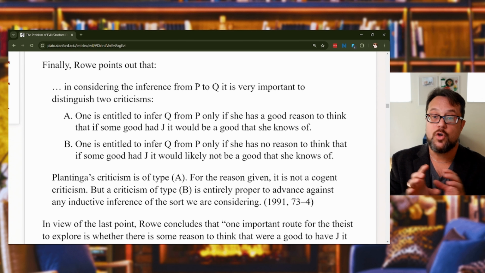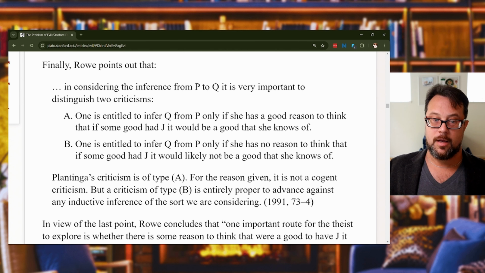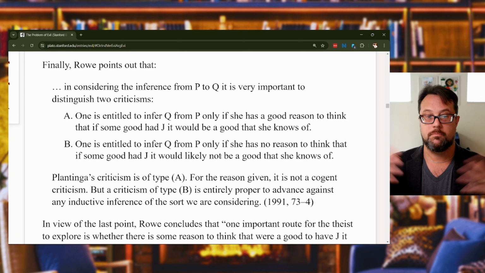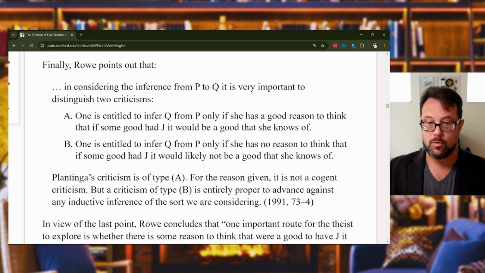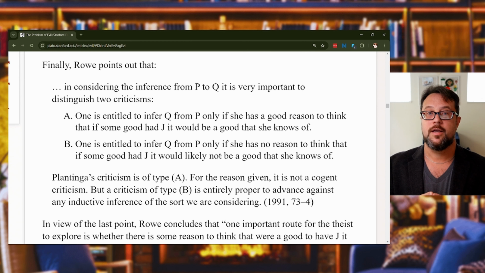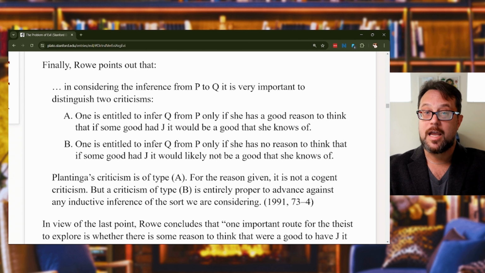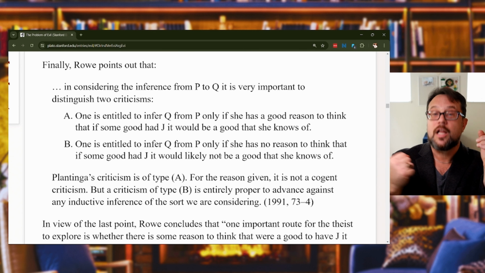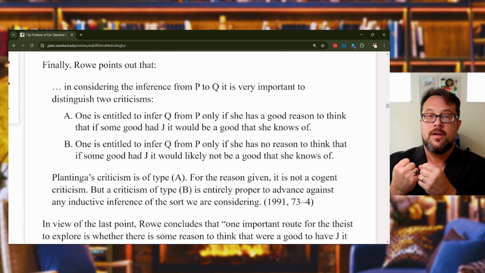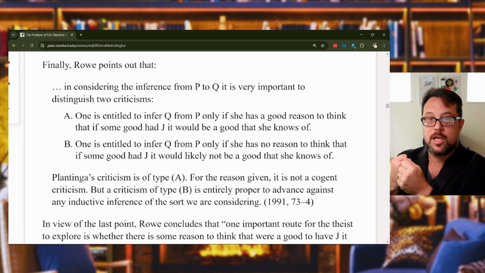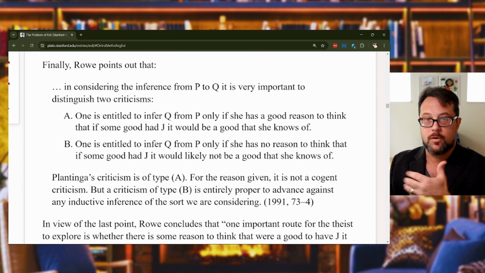So if you have no reason to think that, it's kind of like you have no defeater. If you have no reason to think that if some good had J, it would likely not be a good she knows of, then you can, he's saying you would need that, in order to be justified in making this leap. But Plantinga is doing A. He's saying you actually need a positive reason to think that if a good had J, you would know about it, that it'd be within your ken, something you could know about.